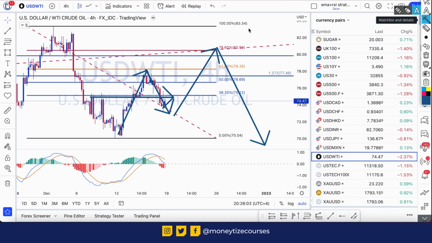So guys, these are the instruments which I've covered technically on various time charts, multiple time frames, and I've tried to give you a clear picture. If you still have any doubts, you can get back to me and have a profitable trading week ahead.